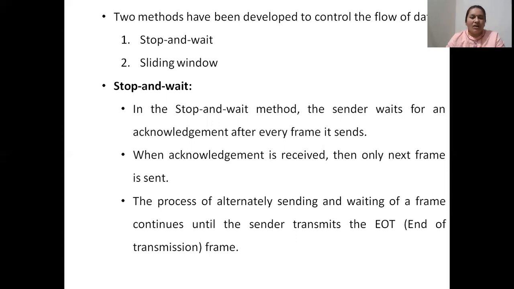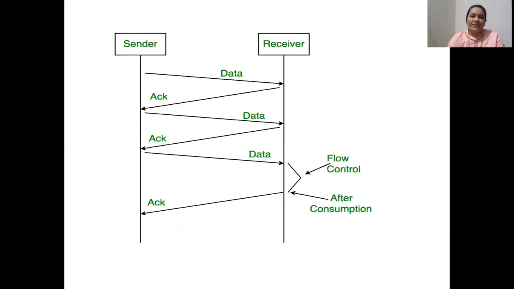So this process of alternately sending a frame and waiting for acknowledgement continues till the sender transmits an end of transmission frame, or we call it the EOT frame. So till an EOT frame is sent by the sender, every time it sends a frame and waits for the acknowledgement. Only after the acknowledgement is received, it will send the next frame.